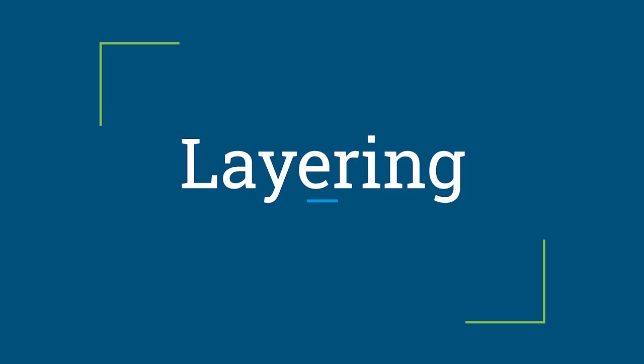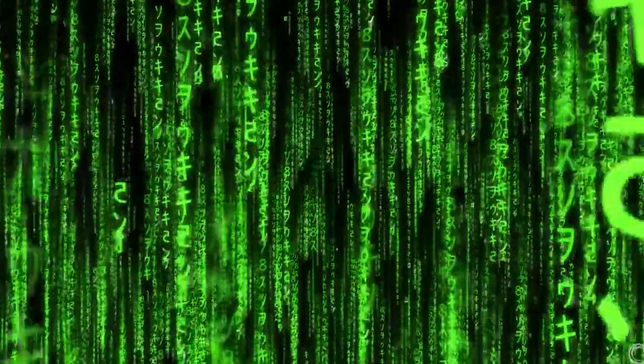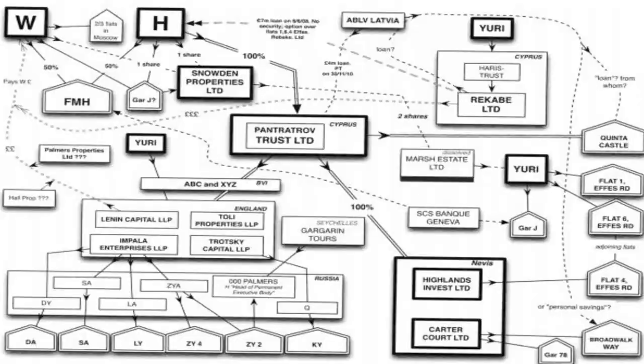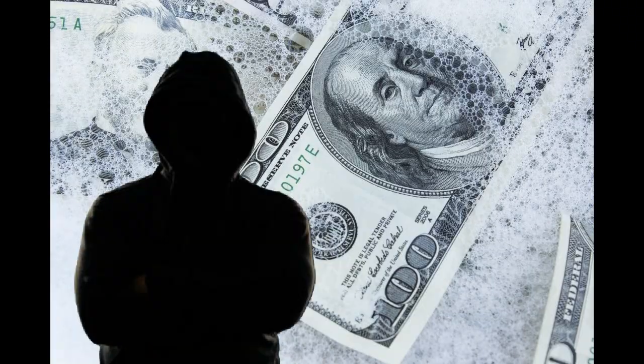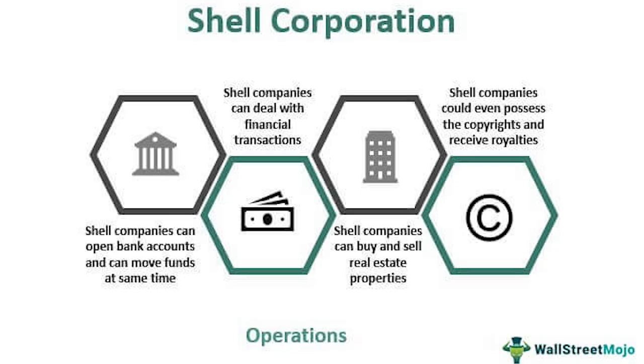The second stage is layering. This is when money launderers attempt to obscure the criminal origins of illicit funds by creating complex layers of transactions, thereby making it harder for authorities to trace the money. One way launderers might do this is by creating shell companies.